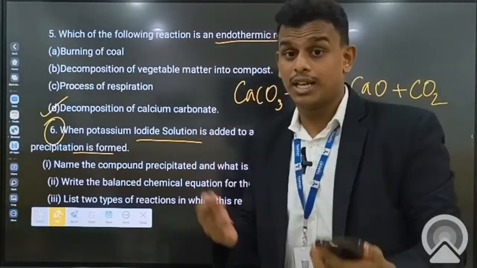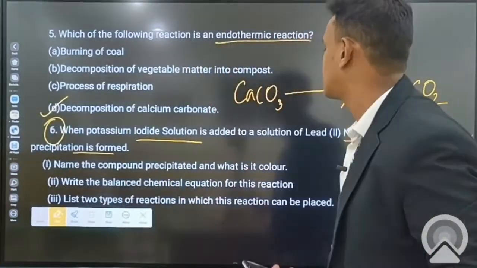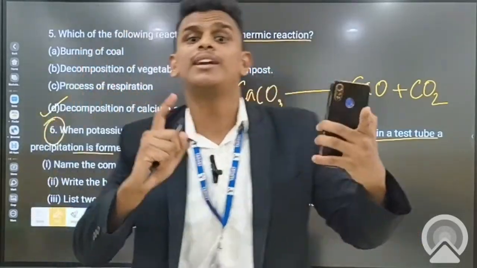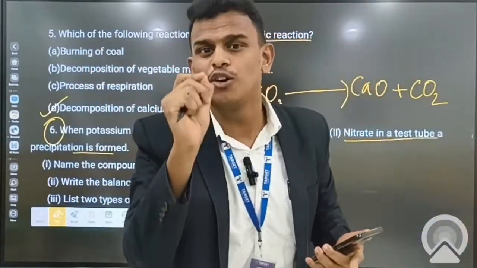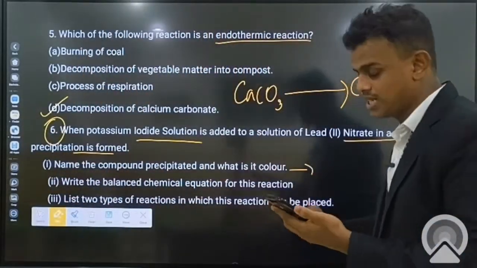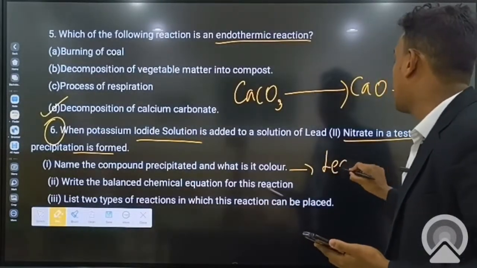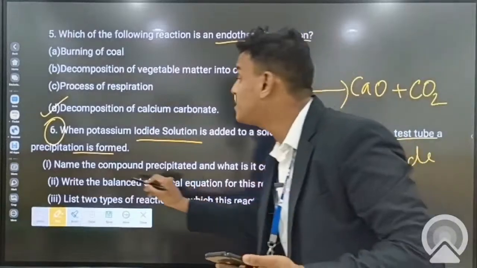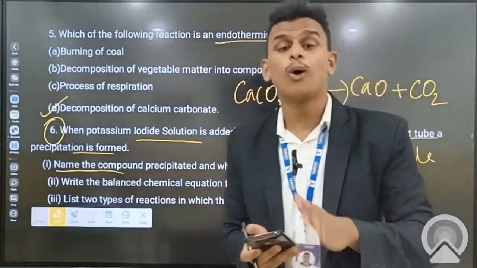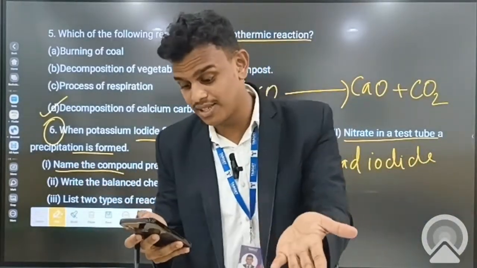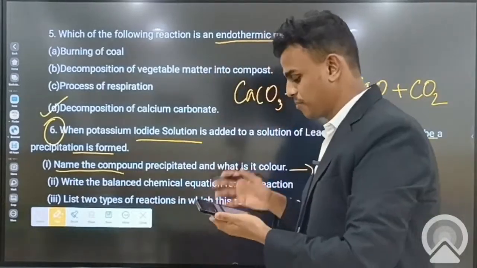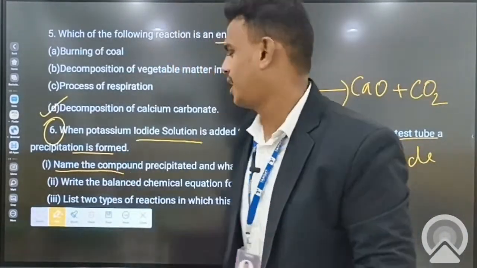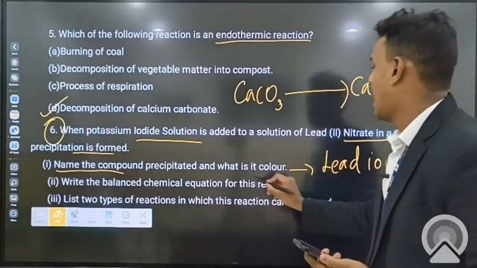You are taking potassium iodide and adding lead nitrate to it. What happened? This is a double displacement reaction. Exchange of ions occurs. What is the precipitate formed? Precipitate formed is lead iodide. So you should name the compound, not the chemical formula. Yeah, Wawa answered first. Yeah, lead iodide. Yeah, Mr. Unknown. Lead iodide.